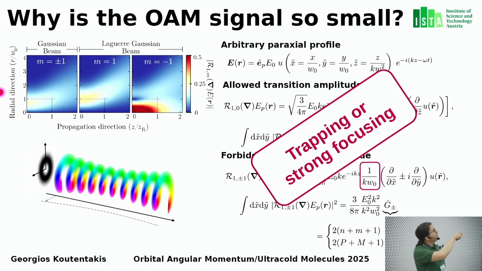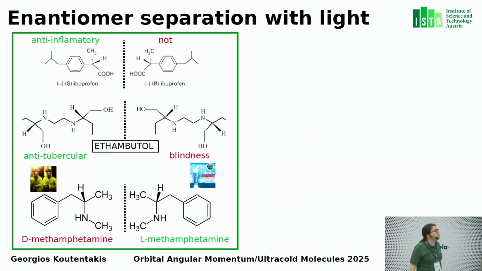Here I have an excerpt from a nice figure. What this shows you is the spatial distribution of this signal here. For a Gaussian beam, we can also get some signal from these transitions. From the Laguerre Gaussian beam, we have a very strong signal close to the core. So maybe if we can put our particles there, we can get a stronger spectroscopic signal. There is a lot of work being done there, and I will not bore you with more details.